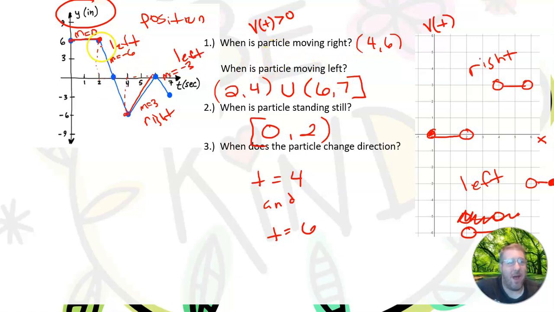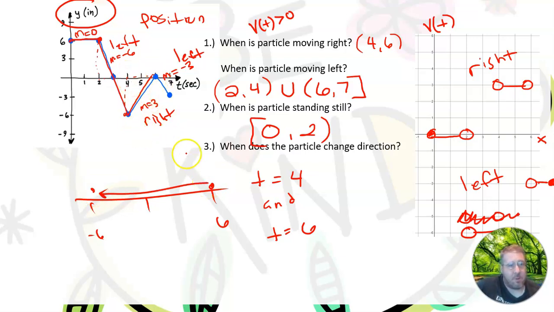When is the particle moving left? It's moving left during this time when the slope is going down. So remember, this is position. This is your position away. So if you are six inches away and then you go negative 6 inches away, then obviously you must have been moving to the left. Because the only way to get from here to here is to go to the left.